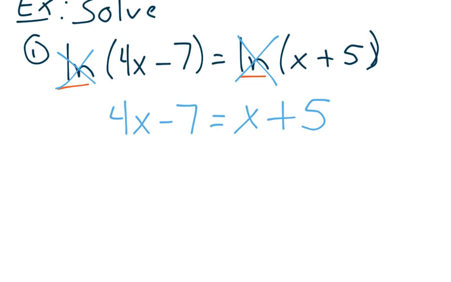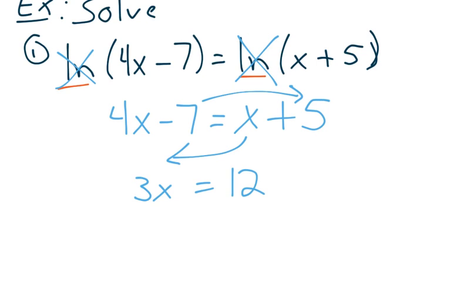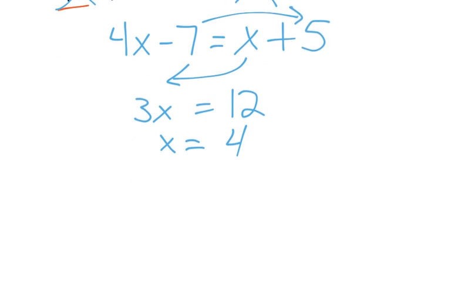Okay, a 2-step equation, maybe a 3-step here. Get the x's to one side, get the constants to the other. Subtract the x to the left, that gives me 3x, add 7 to the right, gives me 12. 3x equals 12, which means x is equal to 4. Real basic example. Essentially, it's an algebra 1 problem with ln's in front. If we can just drop the ln's, then it's a real easy problem. Okay, so x is equal to 4 for number 1.